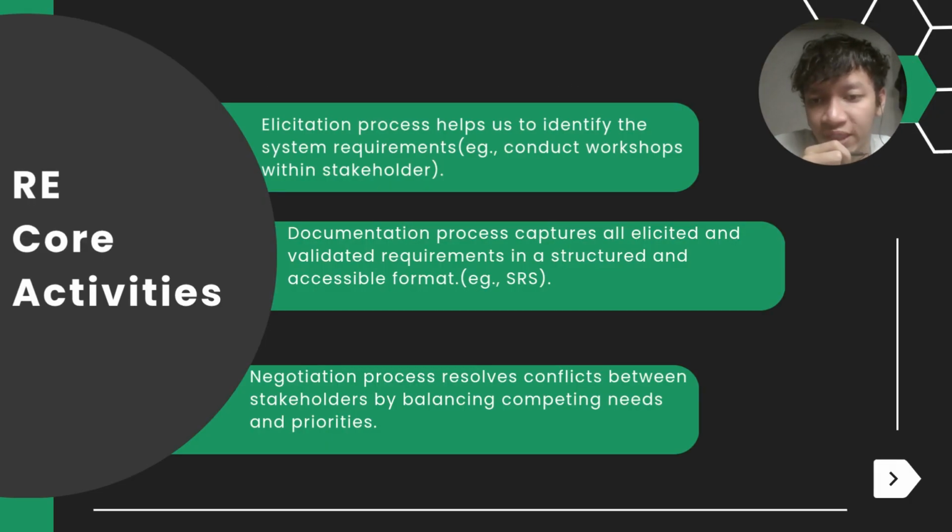Next is RE core activities. In RE core activities, we have 3 elements, which are elicitation, documentation, and negotiation. First, elicitation is a process that helps us identify the system requirements, for example, conducting workshops with the stakeholders. Next, the documentation process captures all elicited and validated requirements in a structured and accessible format, for example, SRS. And lastly, negotiation is the process that resolves conflict between stakeholders and balances competing needs and priorities.